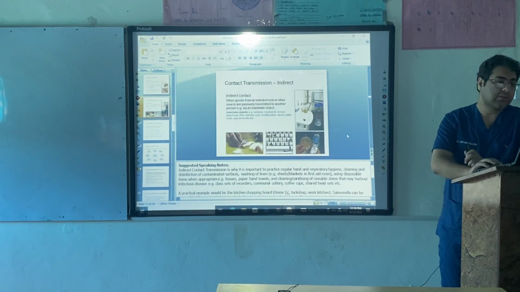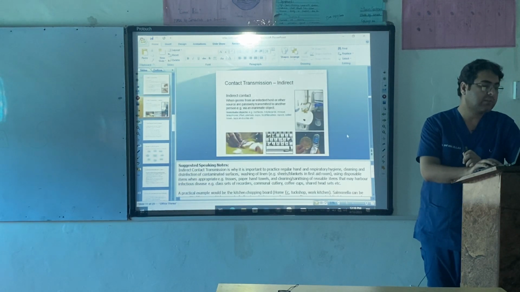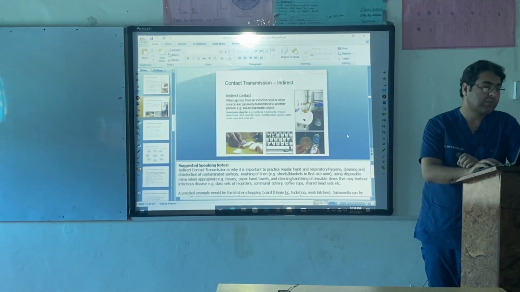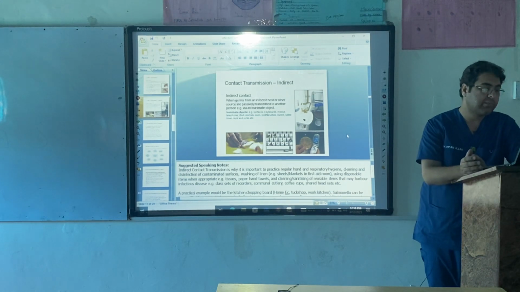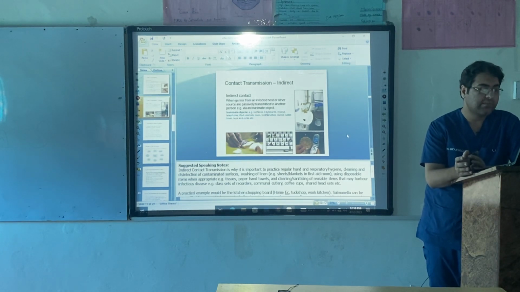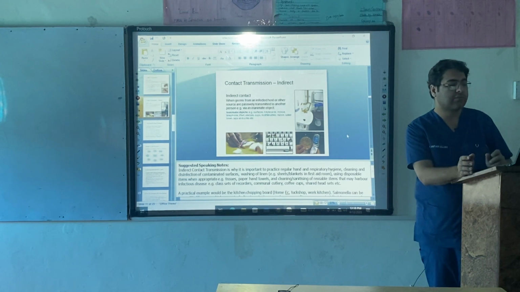Contact transmission also includes indirect contact. Indirect contact includes when germs from an infected person or other sources are passively transmitted to another person, for example, via an inanimate object. Inanimate objects include surfaces, keyboards, mouse, telephones, iPad, utensils, cups, toothbrush, razors, etc. For example, if you are using these on a daily basis and you don't take care of their hygiene, then it can be the source of spreading an infection.